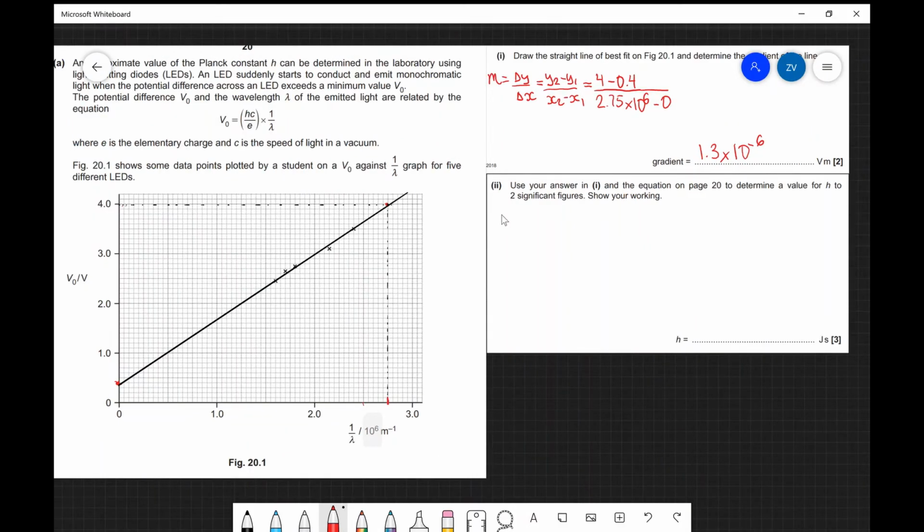Let's tackle the final question. It says, use your answer for the gradient to determine a value for h, which is Planck's constant, to two significant figures, and we're going to need to show our working.